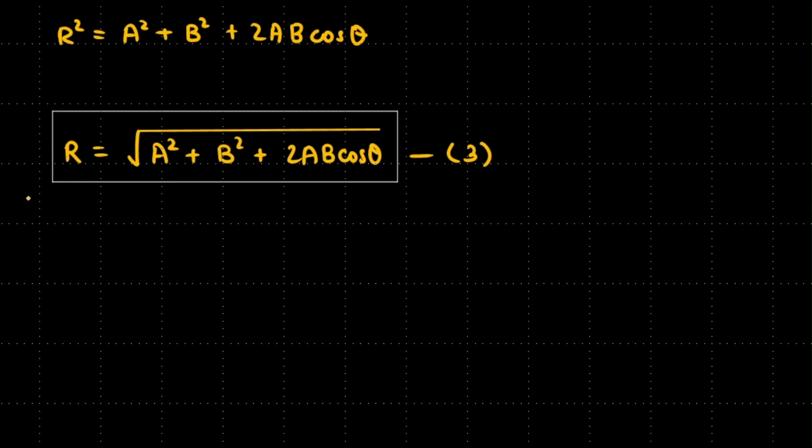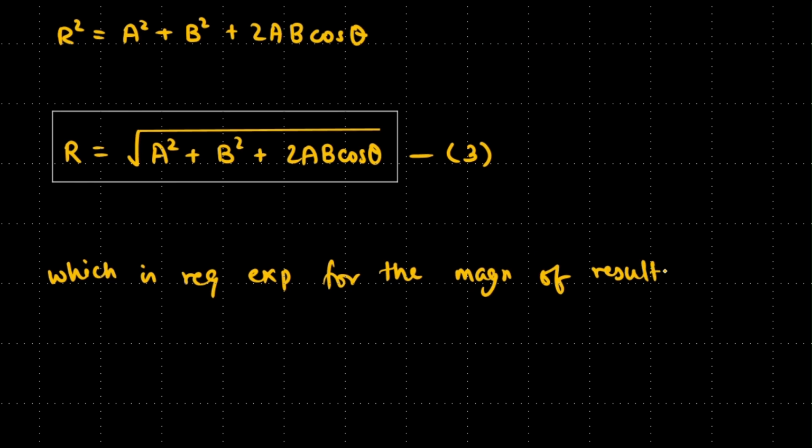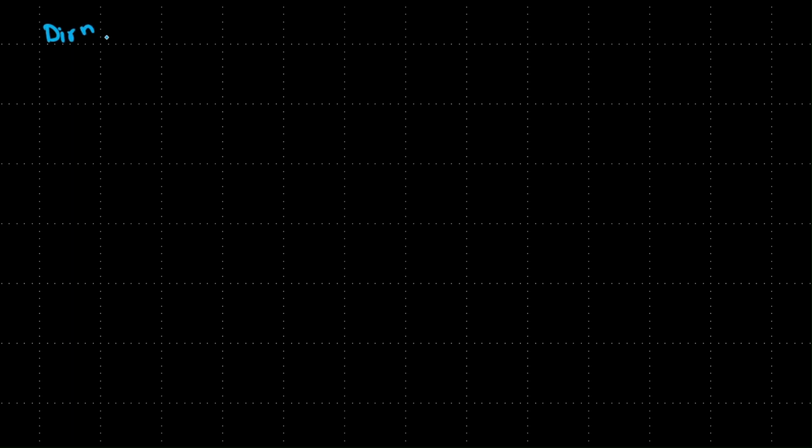So now let's conclude this, which is the required expression for the magnitude of the resultant vector. So we found the magnitude. Now let's find the direction. Now let's talk about the direction of vector R. So to talk about the direction of vector R, let's actually do some considering.